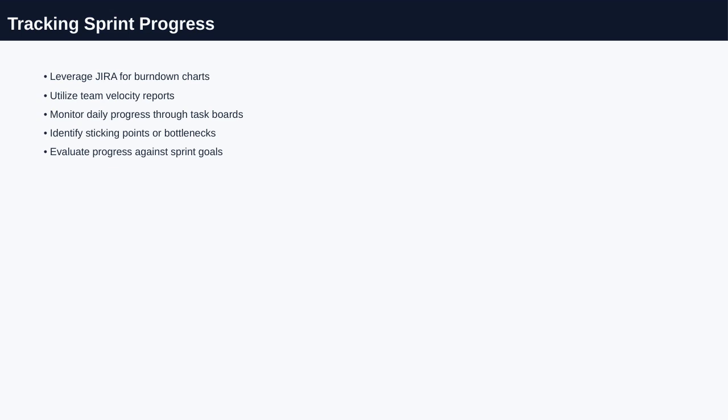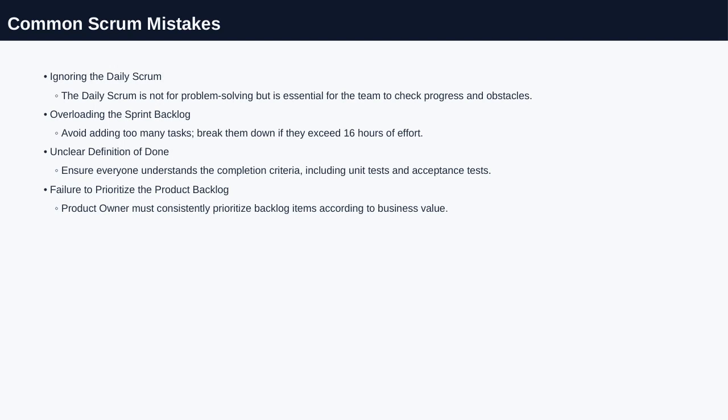Identifying sticking points or bottlenecks early allows us to address them before they impact the sprint success. Finally, we regularly evaluate our progress against the sprint goals to ensure we stay aligned with what we set out to achieve. This combination of tracking methods provides a comprehensive view to keep the team focused and productive.